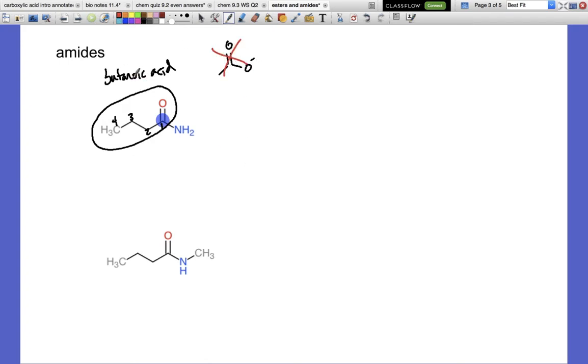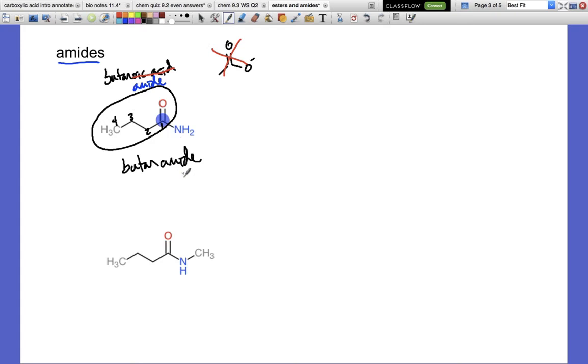But I can still drop the ending, the oic acid, and add a new ending, which should be easy to remember because it's the name of the molecule, right? So this thing becomes a butanamide. So in order to name that amide, you just drop the ending. You had that 4-carbon chain, it's a butanamide now.